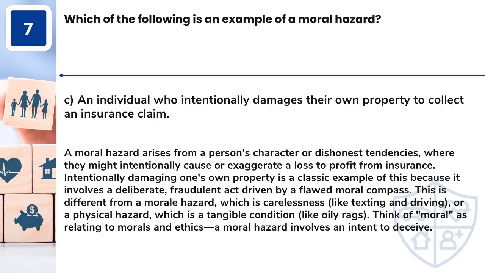Answer: C. An individual who intentionally damages their own property to collect an insurance claim. A moral hazard arises from a person's character or dishonest tendencies, where they might intentionally cause or exaggerate a loss to profit from insurance. Intentionally damaging one's own property is a classic example of this because it involves a deliberate, fraudulent act driven by a flawed moral compass.